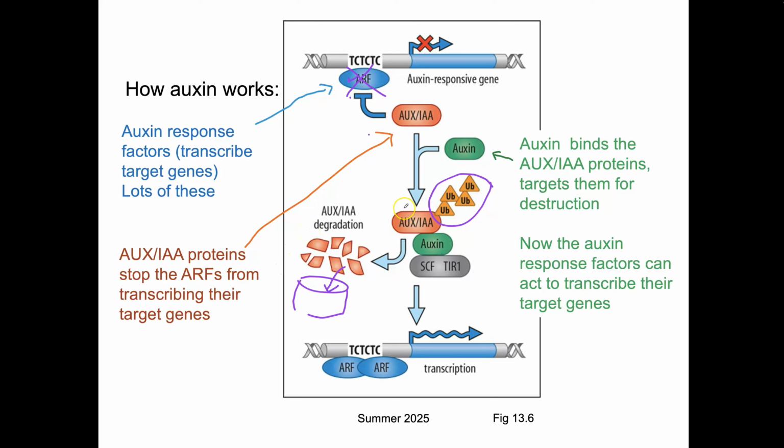And so because these repressors are inactivated, now the ARF proteins are perfectly able to bind and initiate transcription of the target genes. So auxin has the role of promoting transcription, but it does it in this weird backwards way, because what it's really doing is stopping the repressor from doing the repression and allowing the ARF factors to get on with the job of transcribing those target genes.